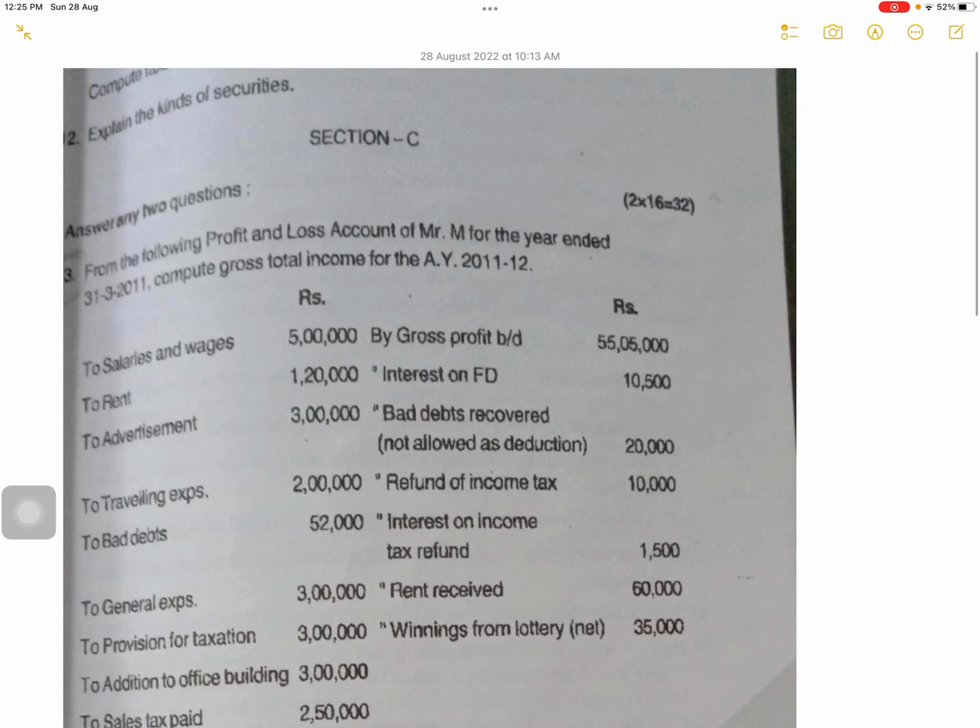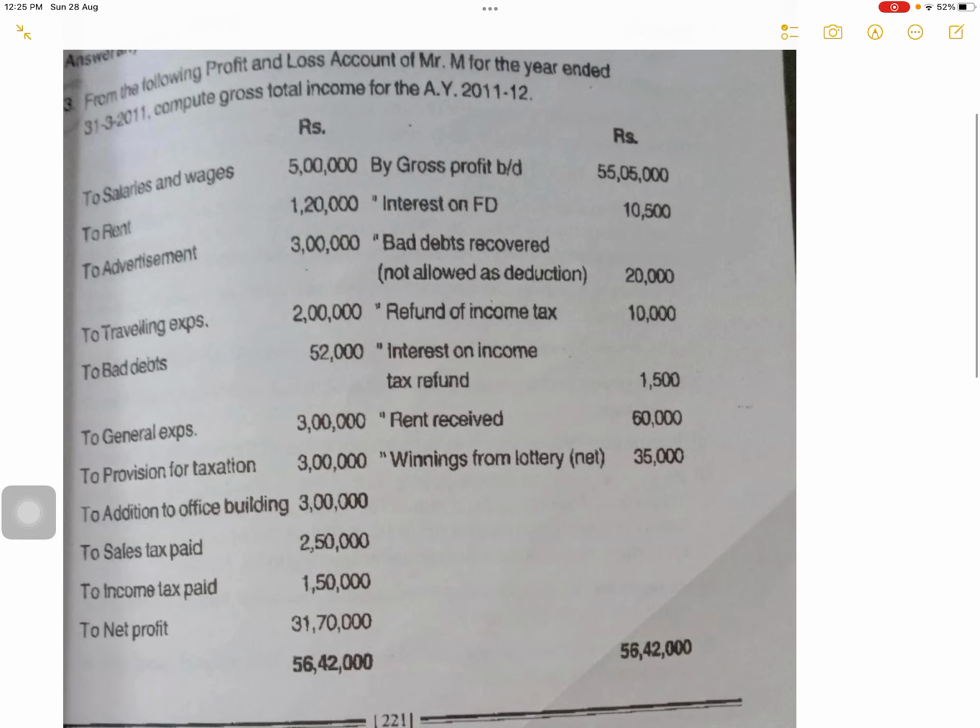Okay. Let's solve another question of income from business. From the following profit and loss account of Mr. M for the year ended, compute the gross total income. Salaries and wages, it is a P&L item. To rent, P&L item. To advertisement, P&L item. To traveling expenses, P&L item. To bad debts, P&L item. To general expenses, P&L item.